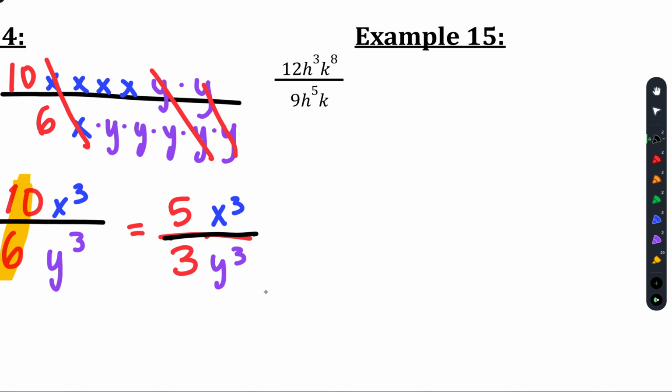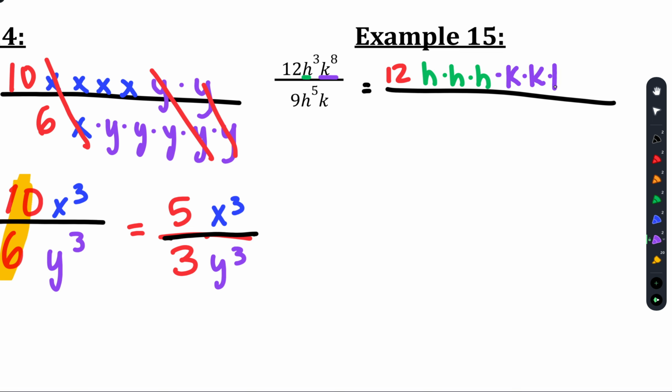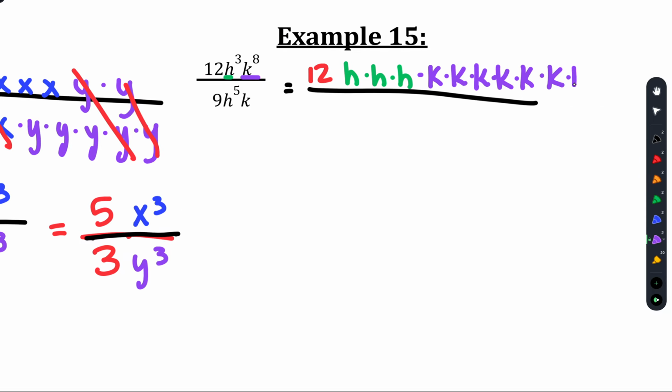I'm going to expand first. So let's make this 12. I want 3 h's. And I want 8 k's. Oh boy. Okay. That's 5. I need 3 more. They barely fit on there. And then I want a 9. And I want 5 h's. And I want 1 k.